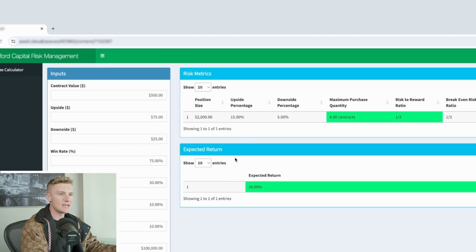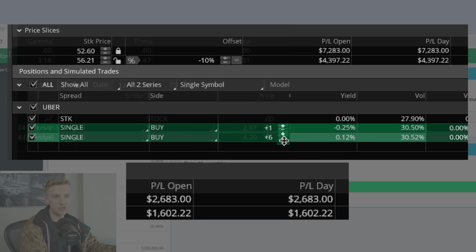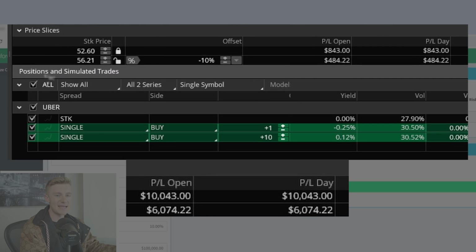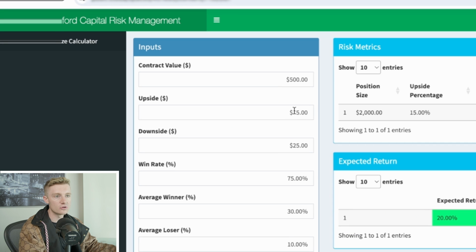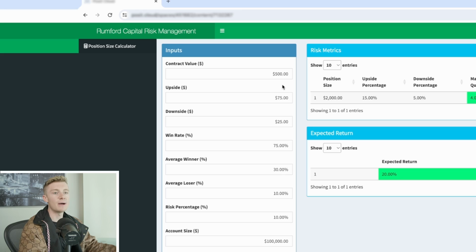Now, let me break down what these risk metrics actually mean. Our upside percentage is based off of this $500 contract, and this is based off our take profit, right? This is our take profit and this is our stop loss. I use the Analyze tab in Thinkorswim to get my upside. So exactly at the point I hit my take profit, I'm going to make $75 on that, in theory, on a $500 contract. Whereas on the other hand, my downside, if I hit my stop loss, I'm going to lose $25 on that contract.